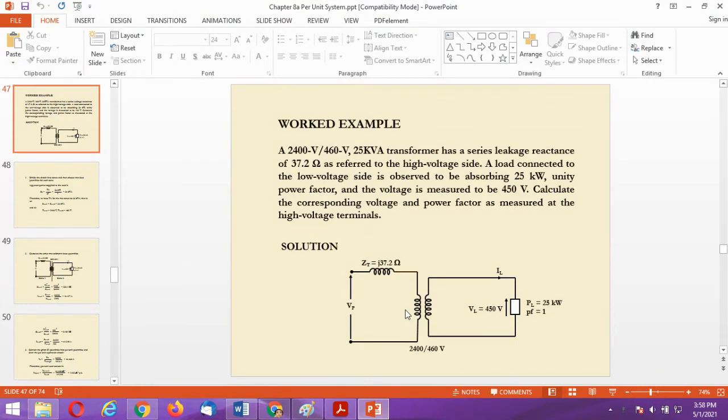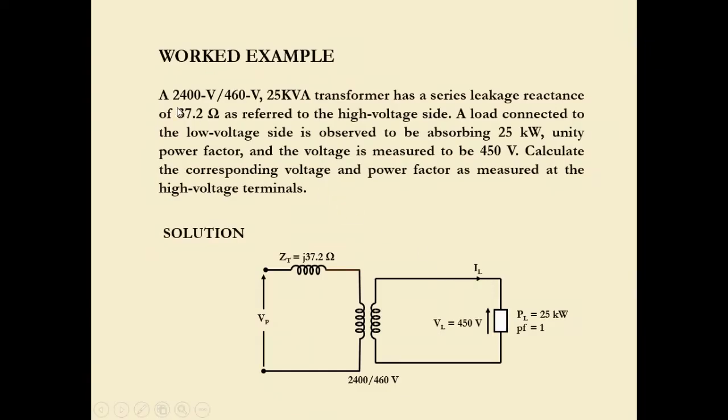So let us continue with this another work example where the question says 2400 volt, 460 volt. So this is obviously a step down transformer, okay, from 2400 down to 460 volt. So this is the S or the apparent power rating, 25 kVA. So the transformer has a series leakage reactance of 37.2 ohms.